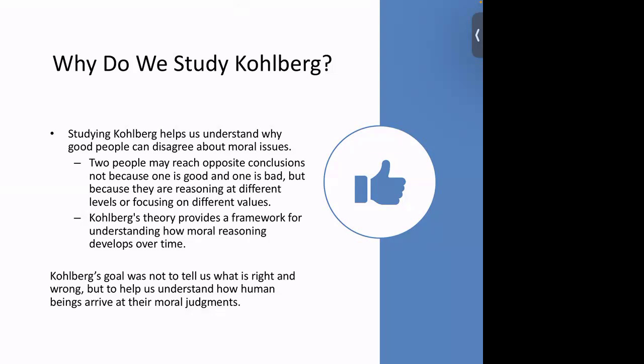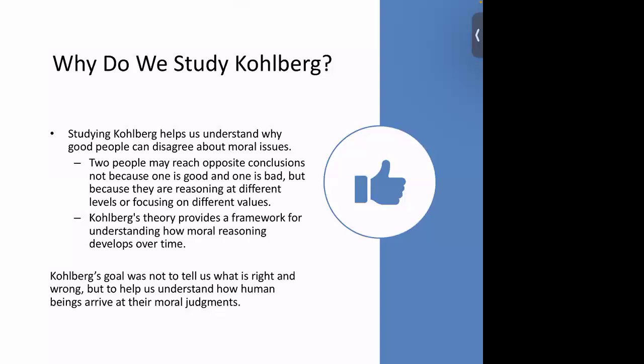So I might think this is the moral way, and you might think, no, this is the moral way, and there is no right or wrong. We might just be holding at different stages. So that's just one reason why it might be helpful to study Kohlberg and his stages of moral development.